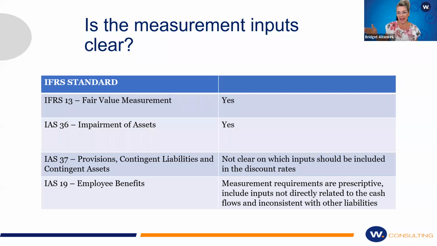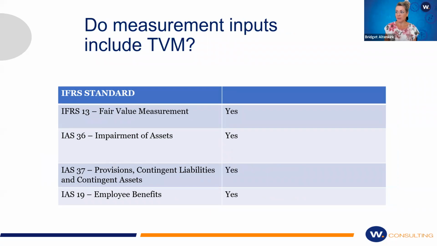So when estimating the cash flows, as well as what adjustments need to be made when looking at the discount rate. Both IAS 37 for provisions and IAS 19 for employee benefits are not as clear as to the inputs which need to be used in a computation. All of them do have one thing in common though, and that is that every single one of those standards requires the discount rate to take time value of money into account.